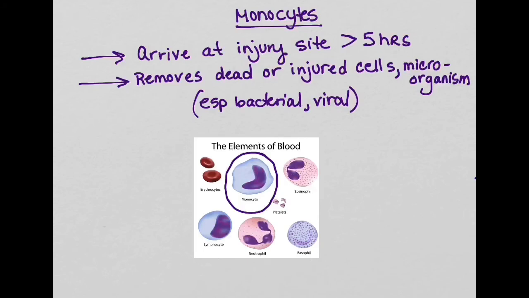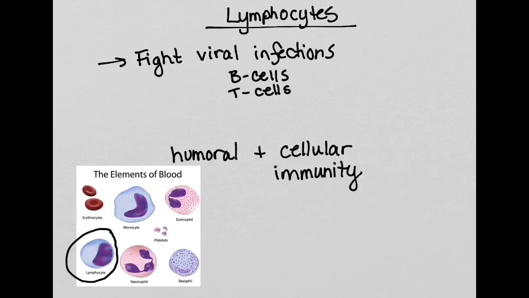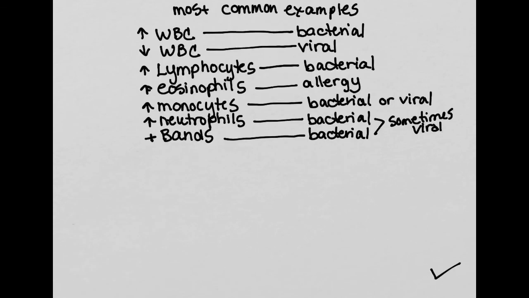Monocytes arrive at the injury site greater than 5 hours from time of injury. So the neutrophils come first, monocytes come second, and they remove the dead or injured cells or microorganisms, especially bacterial or viral. And then last but not least are lymphocytes, which you'll most often see elevated or decreased on a differential. These fight viral infections usually. When we think about humoral and cellular immunity, B cells and T cells. So we'll see this a lot with viruses if it's elevated. These are the most common examples.